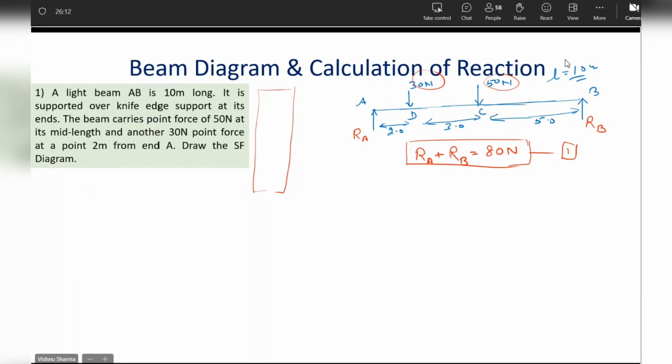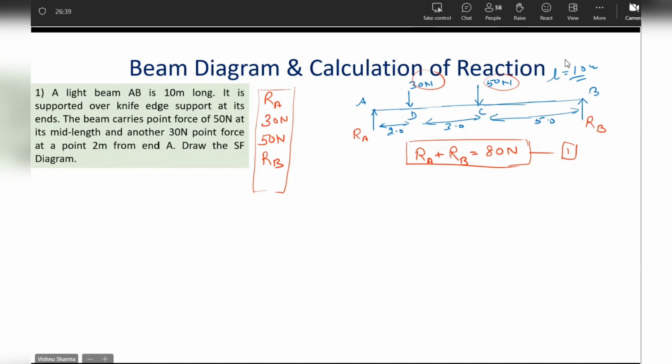Two of them are acting downwards, that is 30 newtons and 50 newtons. And there are another two which are acting upwards. One is RA, other is RB. So let me write them from A to B here: RA is one force. Second is 30 Newton. If I go from left to right, then 50 Newton and RB. These are the 4 forces on our beam.